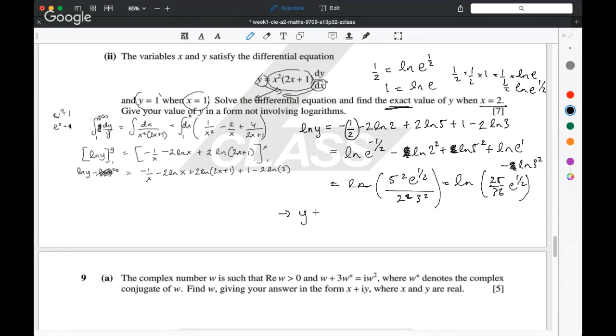And now we want an equation for y, so I just raise e to the power of both sides, and get y is equal to 25 over 36 e to the 1/2. And that does not contain any logarithms. So to give you a value of y in a form not containing any logarithms, they mean you've got to get the y out of the ln there. And that's the solution.